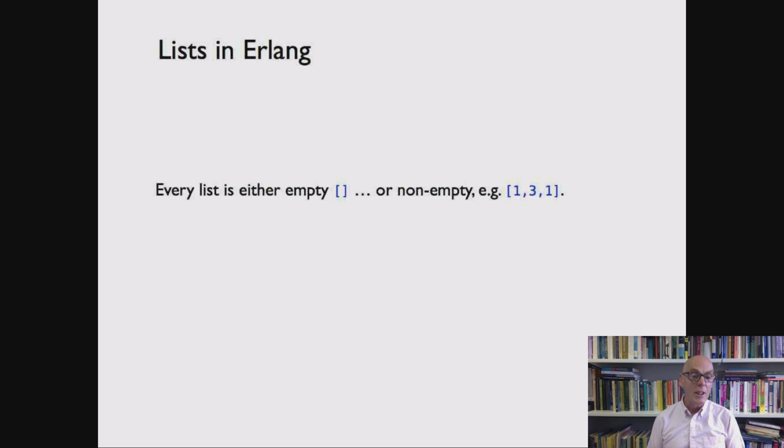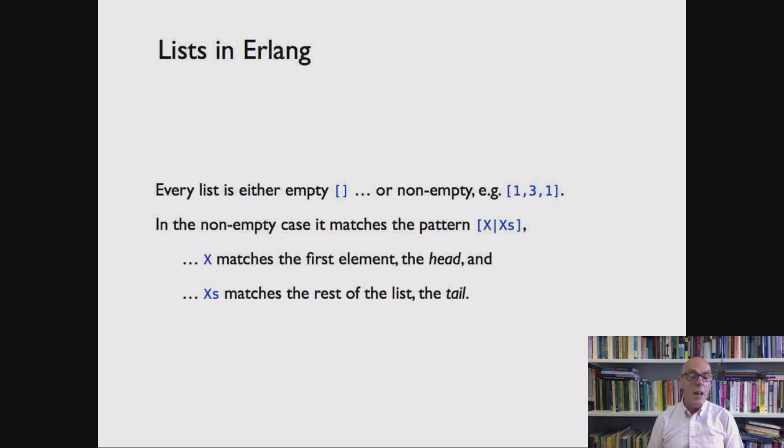Now, there's a particular list, the empty list, which we write just as open and close square brackets. Otherwise a list is non-empty, so it's got at least one element. In the case that it's non-empty, it matches the pattern x cons x's, written in square brackets, x vertical bar x's. It's not the most elegant of notations. It's inherited from Prolog. If you wanted to read, there's a very nice article on the history of Erlang. You could see that one of the languages that fed into the development of Erlang was Prolog. But we're just going to live with this.